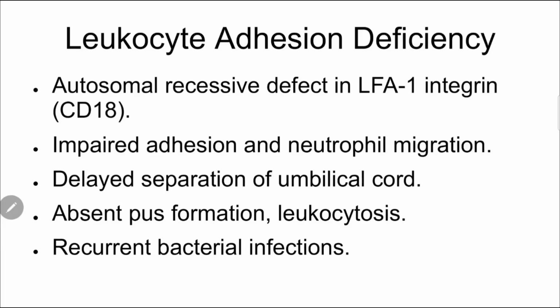All right, now we are going to be talking about the innate immunity defects, so defects with the neutrophils and macrophages. The first disorder, which is high yield, is known as leukocyte adhesion deficiency. This is an autosomal recessive disorder in LFA-1 integrin, which is also known as CD18. Now let me tell you what an integrin is. An integrin is basically a molecule that helps the neutrophil adhere to the endothelium to help it with migration to the infectious sites.